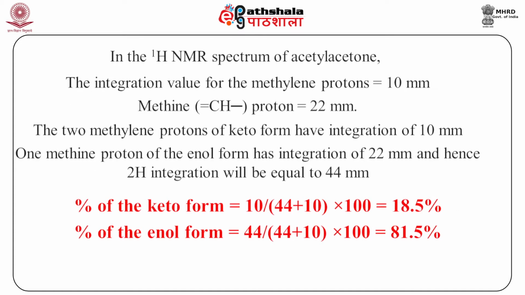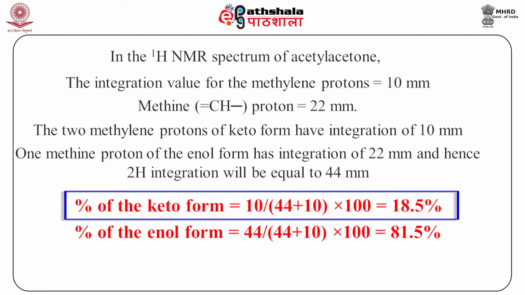In the proton NMR spectrum of acetylacetone, the integration value of methylene protons was found to be 10 mm, and that for methine, that is the double bond CH proton, was found to be 22 mm. The two methylene protons of the keto form have an integration of 10 mm. One methine proton of the enol form has an integration of 22 mm, and hence two protons will have an integration equal to 44 mm. Therefore, students, calculating the concentration of keto and enol forms, the percentage of the keto form will be 10 divided by the whole amount, that is 44 plus 10, into 100, which is equal to 18.5%. That is, the amount of keto form is 18.5% in the total mixture.